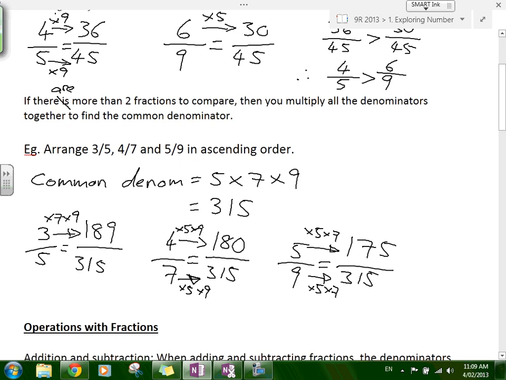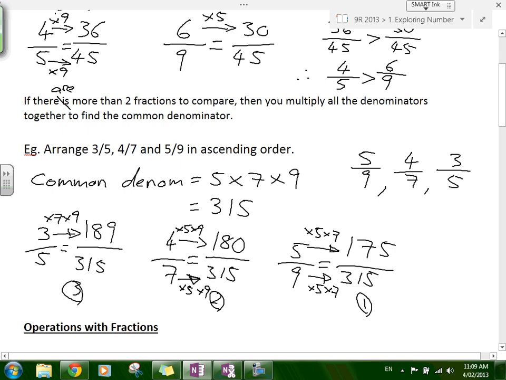Okay? So which of these three is the smallest? Yes, 5 over 9. This is the smallest. This one's the second. And this one's the third. So in ascending order, we write it as 5 9ths is the smallest, 4 7ths is the next biggest, and 3 5ths is the biggest. That's one way.